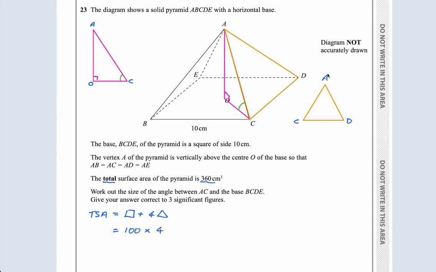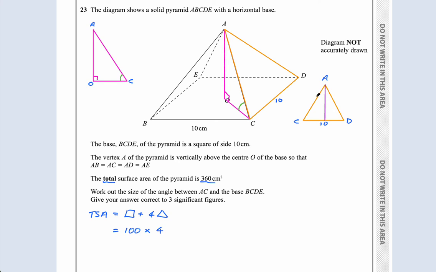To get the area of a triangle, now we know, guys, that the length of this base is 10, because that's 10 there because it's a square. So this is 10. To get the area of a triangle, we do a half base times height. Now what's the height? Well, it's this height here. It's the height of this triangle.